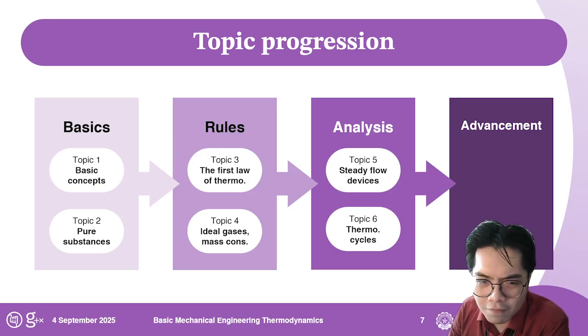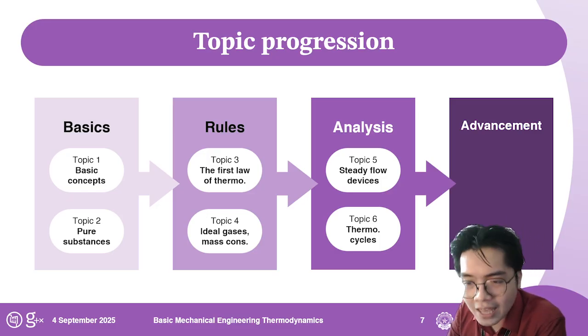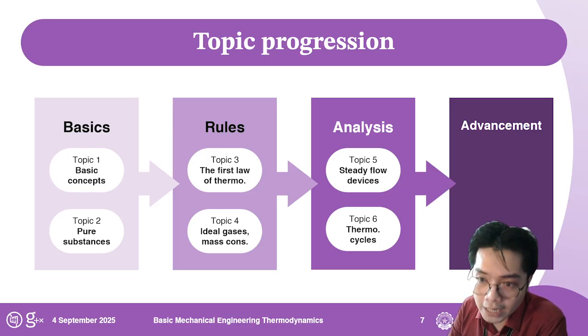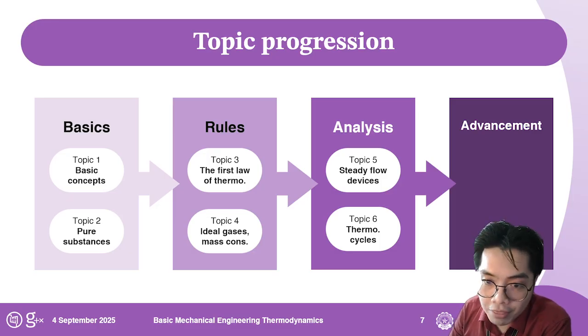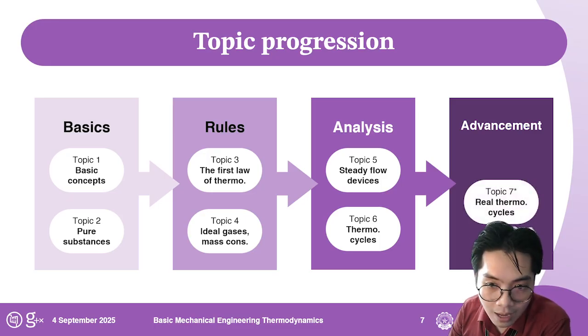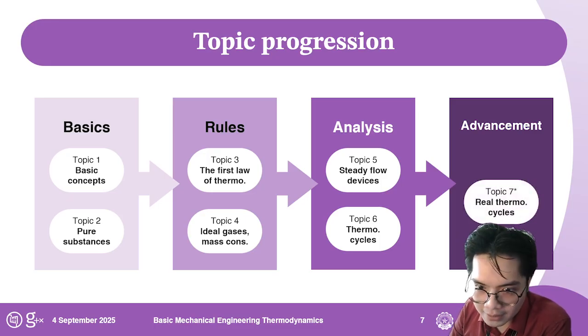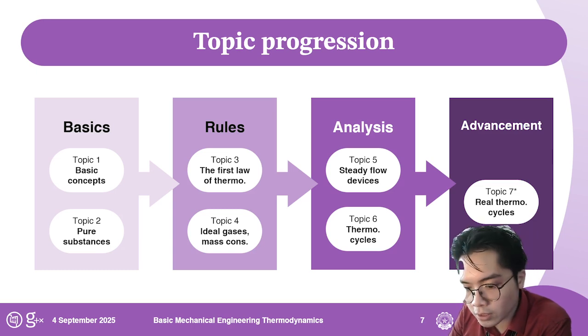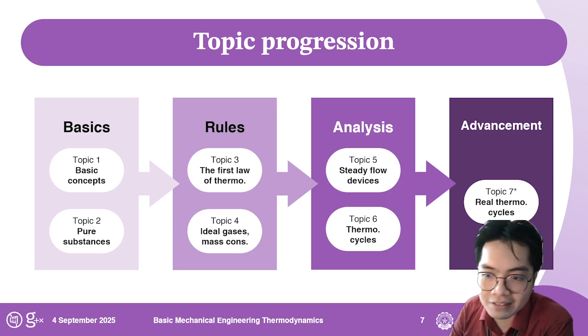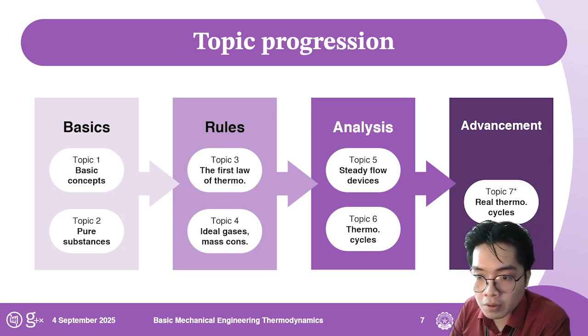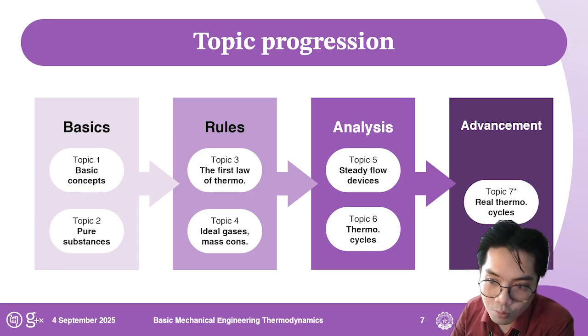All of these quizzes are fun, I suppose. And then this is the advancement part. This will be your transition from Method 1 to Method 2. So if you want to, at the very least, know what's supposed to happen, you might want to listen to topic 7, real thermodynamic cycles. Right? In topic 6, we're only talking about perfection, the ideal circumstance. But of course, the real world is not perfect. So we will talk about real thermodynamic cycles in topic 7.